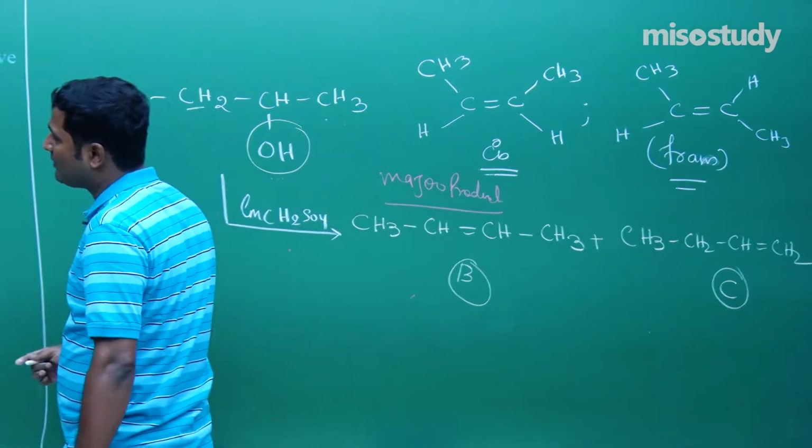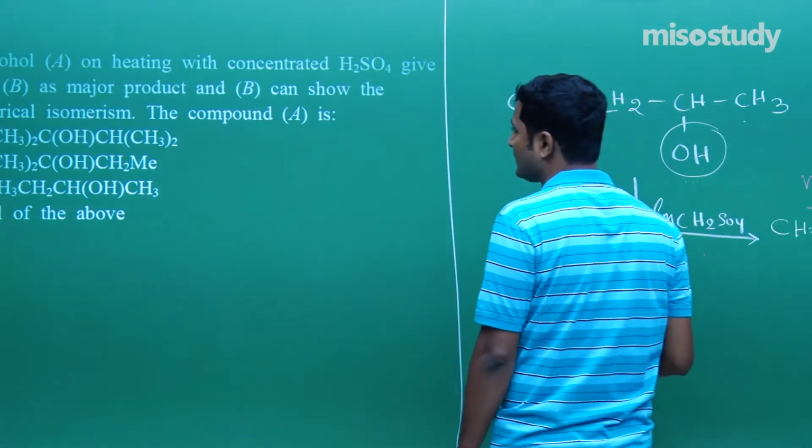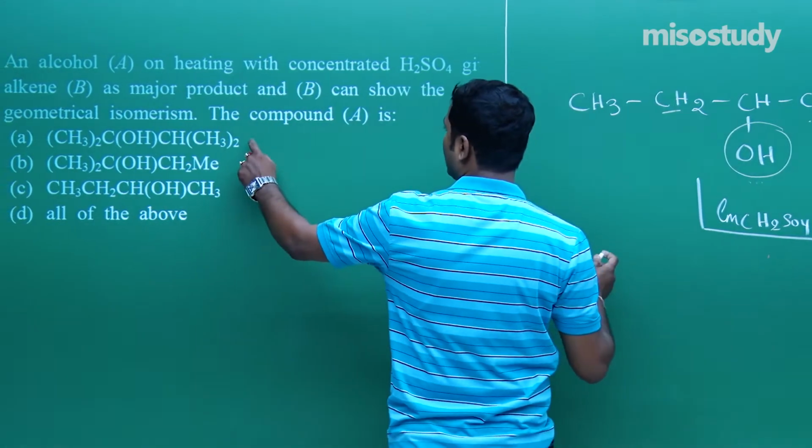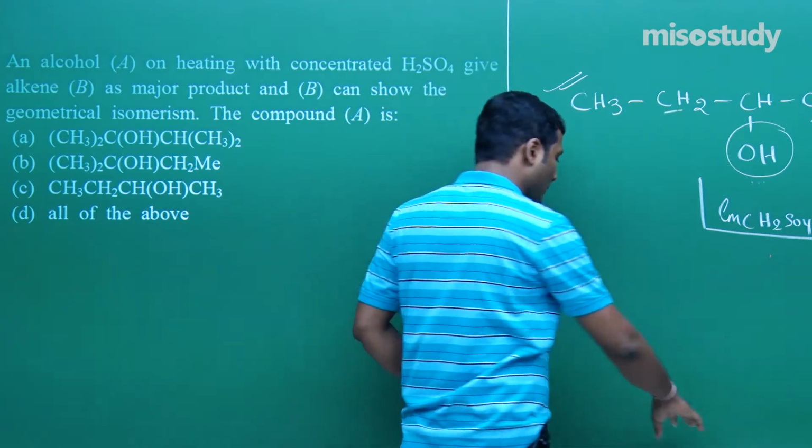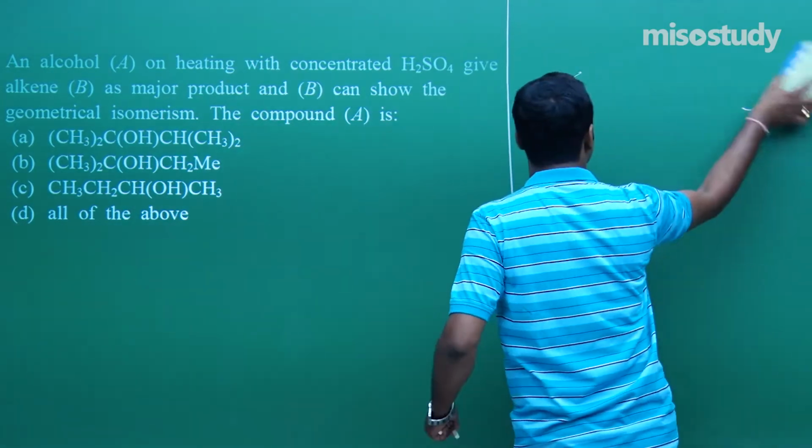Clear? So we can say this is the answer. If I talk about the other one, check out the things again. If I talk about first, if I talk about second, this is correct, that is cis and trans. Now if I talk about first, what will happen? Check it out again.